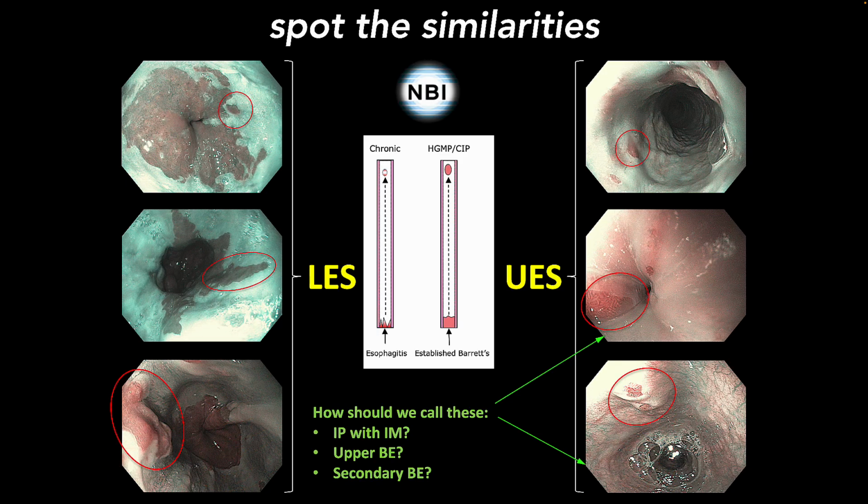So let's compare the findings at both sphincters and find similarities. Tiny lesions on both sides. The tongues on the left and on the right. Barrett's esophagus and IP as protruding lesions, both with intestinal metaplasia. I think we still don't have exact terminology of IPs with IM. How should we call them?